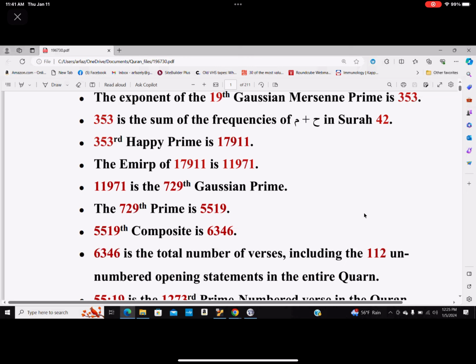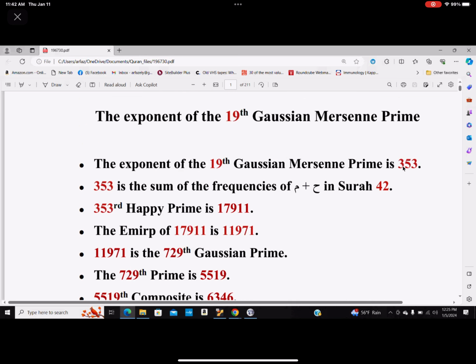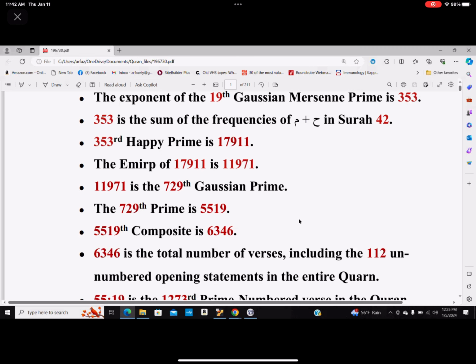11971. Happens to be the 729th Gaussian prime. But it happens that 729 prime is 5519. The 5519th composite is 6346. 6346 is the total number of verses, including the 112 unnumbered opening statements, in the entire Quran. Okay? So you see, it directly connects 353 to the total number of verses in the Quran.